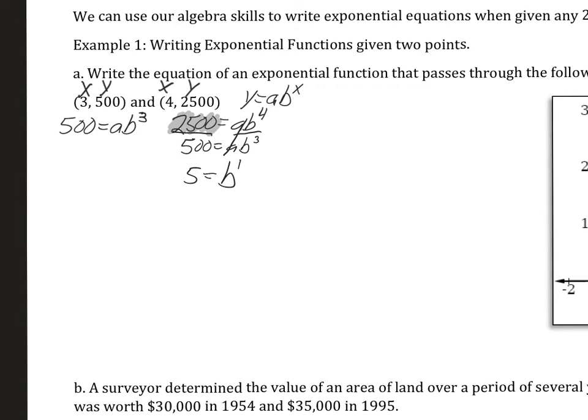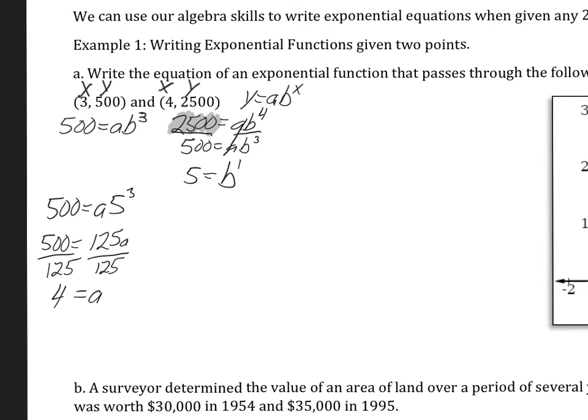Now we're going to plug this into 1. I'm just going to do it to the 500. So 500 equals a times 5 to the third. So 500 equals 5 to the third is 125a. And now I'm going to divide both sides by 125. So that tells me a equals 4.